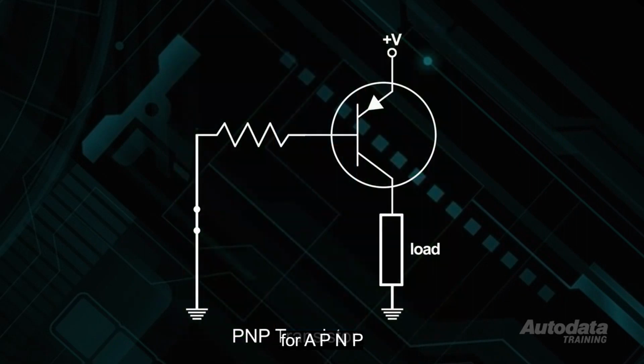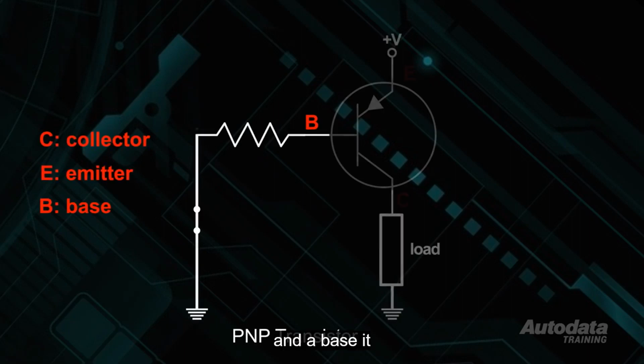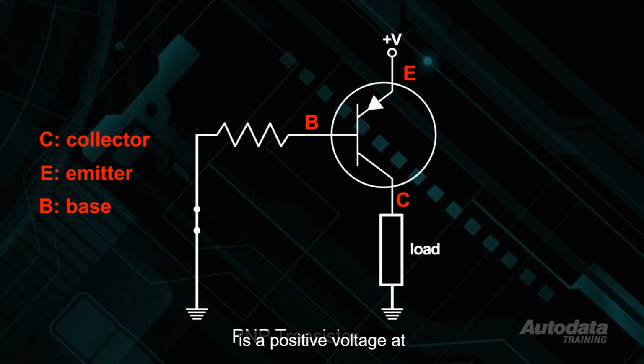Here is a schematic for a PNP transistor. There are three terminals: a collector, an emitter, and a base. It can be seen that there is a positive voltage at the emitter, while the load is connected to the collector and then to ground. The base can be controlled by a switch. The resistor in the base circuit is there to limit the amount of current flowing in the circuit. With the switch closed, a small current flows from the emitter to ground. This small emitter-base current flow allows a larger emitter-collector current flow.